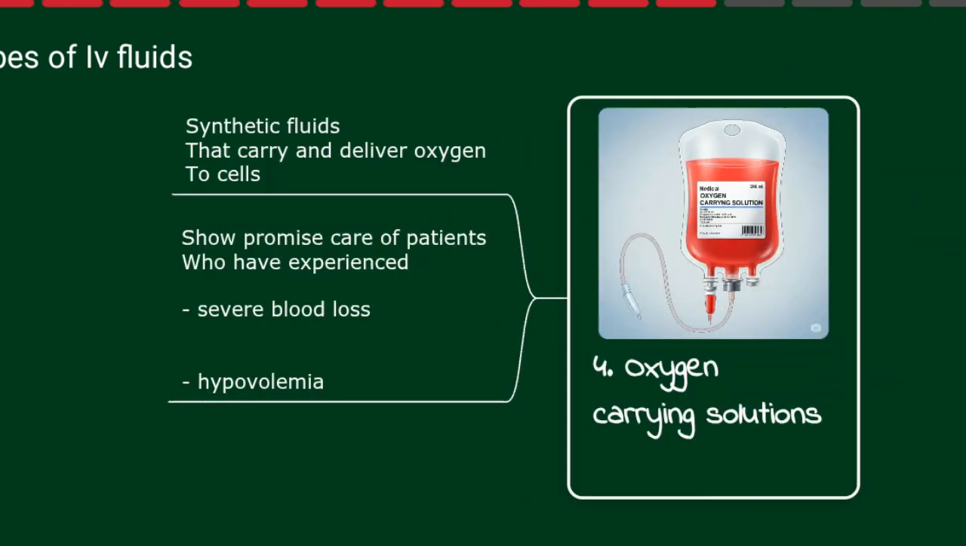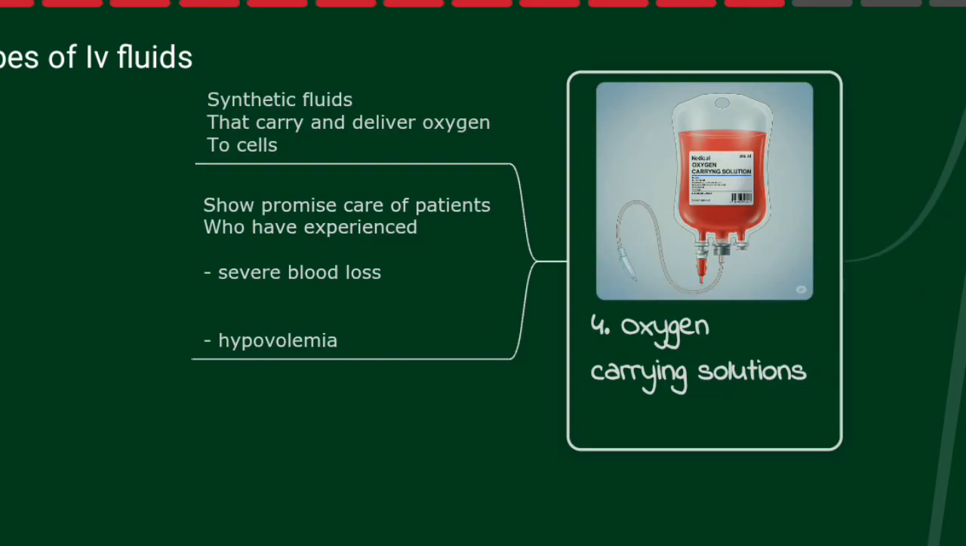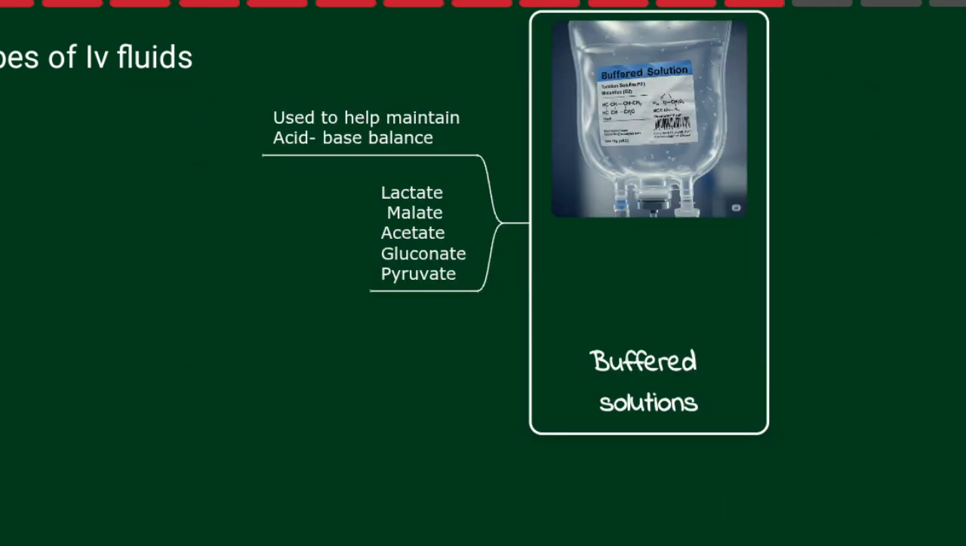Guys, let's talk about the oxygen carrying solutions. They are synthetic fluids that carry and deliver oxygen to the cells, and they show promise in the care of patients who have experienced severe blood loss and hypovolemia. Guys, let's talk about the fifth one here, the buffer solutions. They are used to maintain the acid-base balance. Examples of them: we have the lactate, malate, acetate, gluconate, and pyruvate.